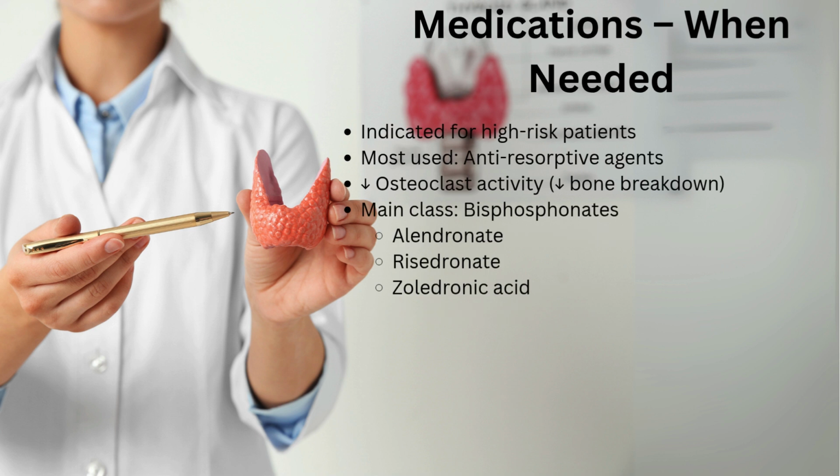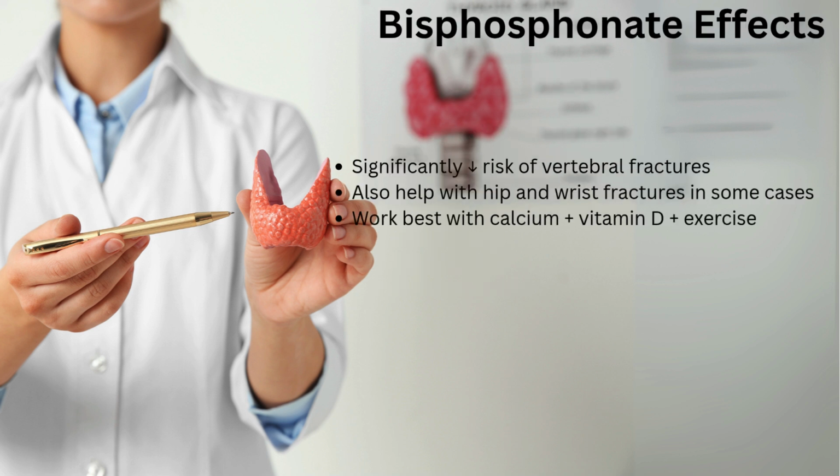What about medications? Medications are a key part for those at high risk. The most commonly used class are the anti-resorptive agents. They work primarily by slowing down the osteoclasts, the demolition crew, putting the brakes on bone breakdown. The most well-known are the bisphosphonates, drugs like alendronate, risedronate, zoledronic acid. They're very effective at reducing fracture risk, especially vertebral fractures.